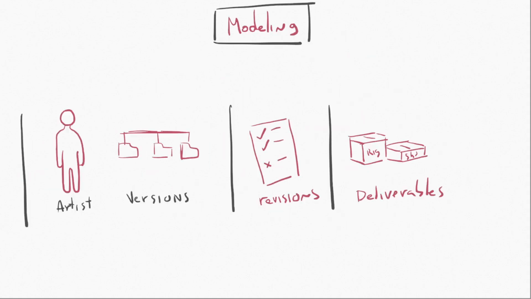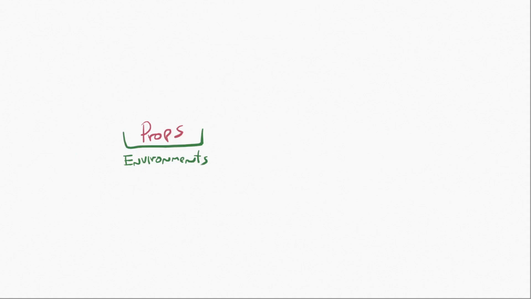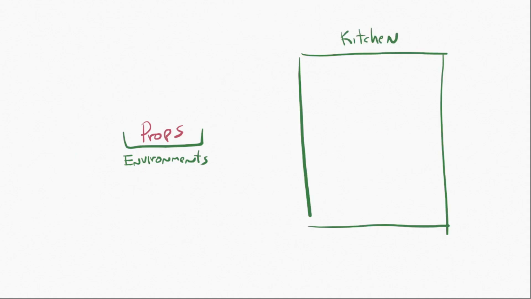Now, props go inside of environments. What that means is that if we have something like an environment called kitchen, which is going to be an env for environment, then we can start to populate the kitchen with props just like the chair. In this case, A represents our chair, and C and B represent two other assets that have gone through the modeling and maybe shading and other parts.